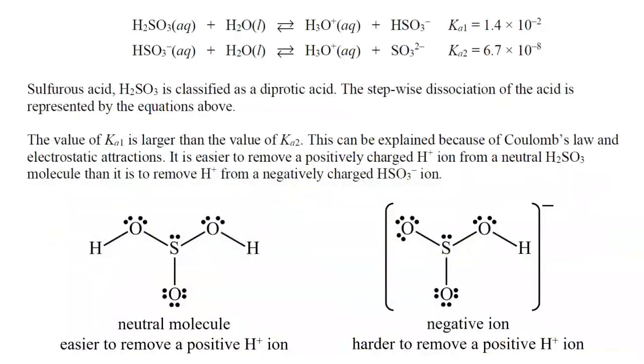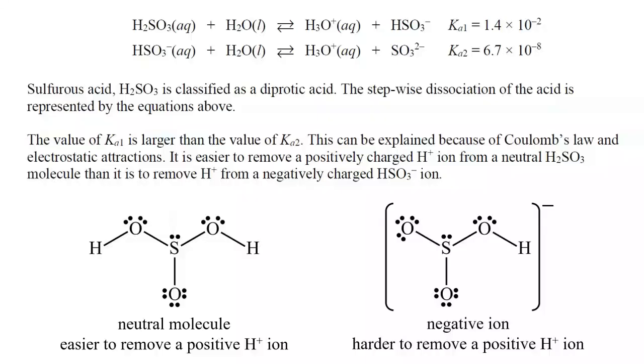In this example, we have sulfurous acid, which is a diprotic acid, H2SO3. I'm focusing on polyprotic acids here to show you that if you have more than one H+ ion that can be removed, you can see a structural feature that would explain why the first ionization event is easier than the second or possibly the third ionization event.